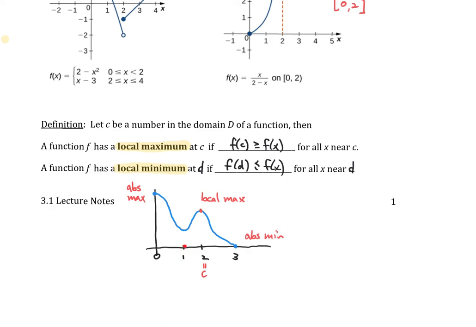Similarly, if I look at the x value of 1, you can see that at x equal to 1, we're going to have a local minimum. So this is a local minimum. And just to reiterate, at this point of 1, it's smaller than anything else near it, but it's not the smallest thing on the whole domain, because at x equal to 3, we get y values that are smaller than the y value at x equal to 1.